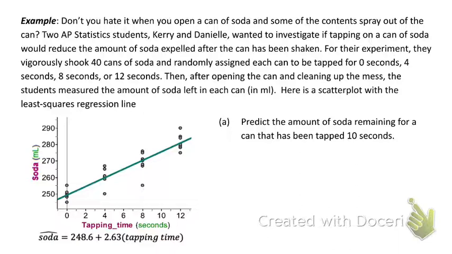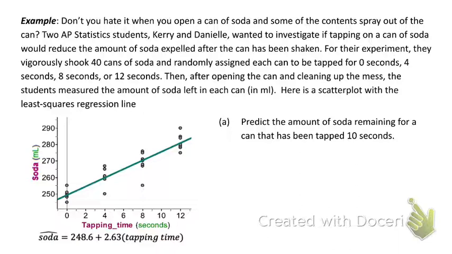All right, so here's what we need to do, you guys. We need to predict the amount of soda that would be remaining if we tapped a can for 10 seconds, which they didn't actually do in their experiment. We want to predict, what if I just did it for 10 seconds? How much soda would be left? Is there any way that I could use this graph in order to find that answer?